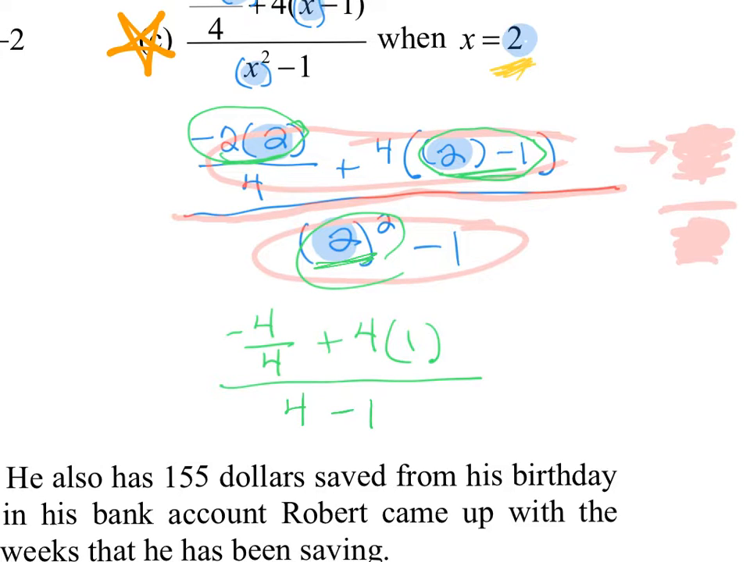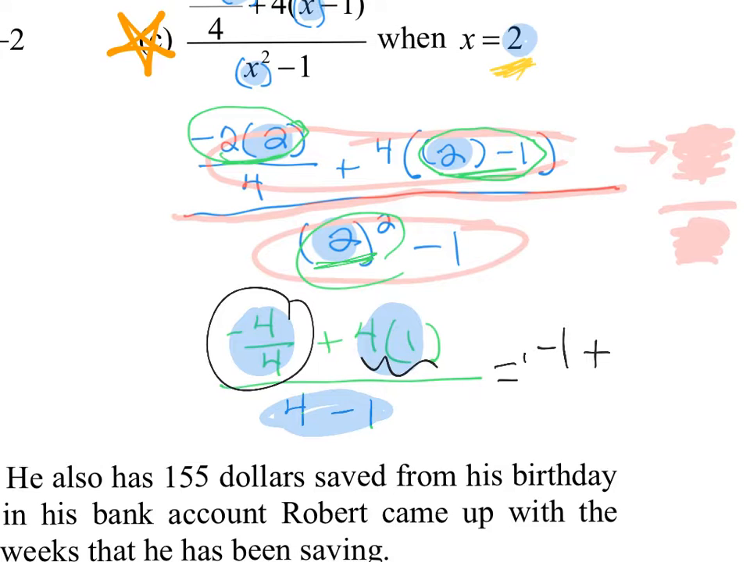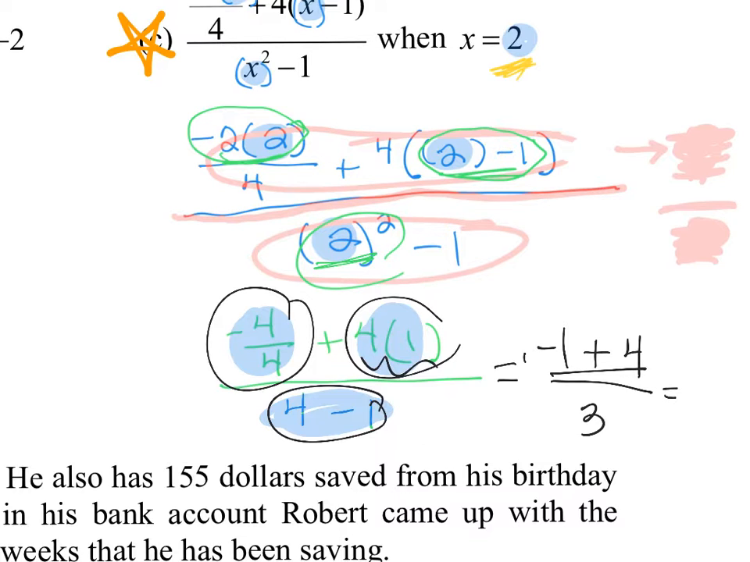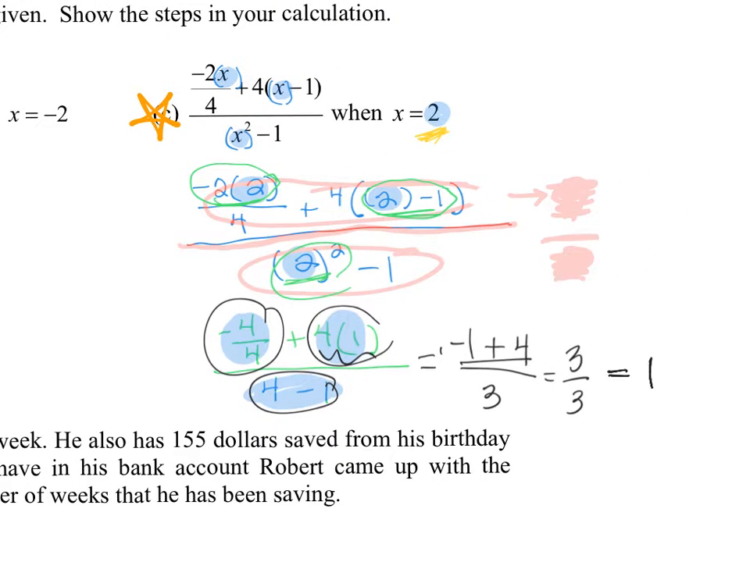In our second step, we are going to now take care of this division and this multiplication. And we can also simplify what's in our denominator here. So here, -4 divided by 4 is -1, plus 4 times 1 is 4, divided by 4 minus 1 is 3. And now we can finish this up. -1 plus 4 is 3. And 3 divided by 3 equals 1 for your final answer.